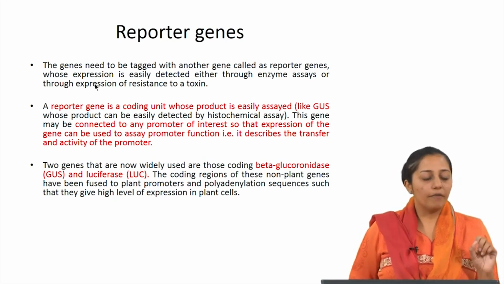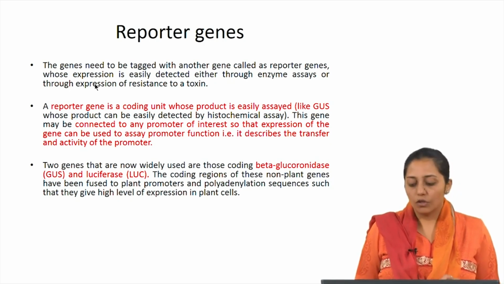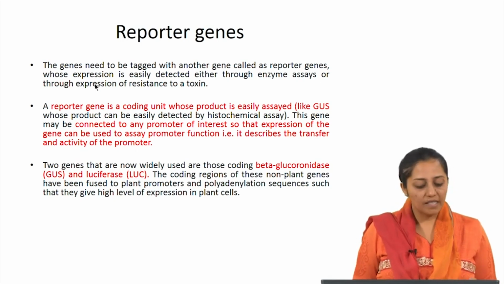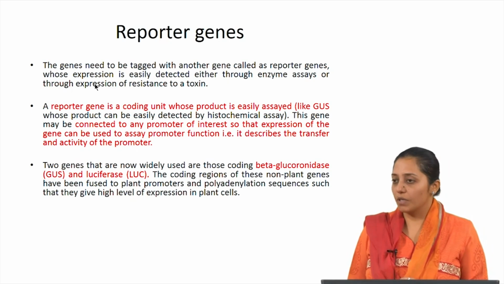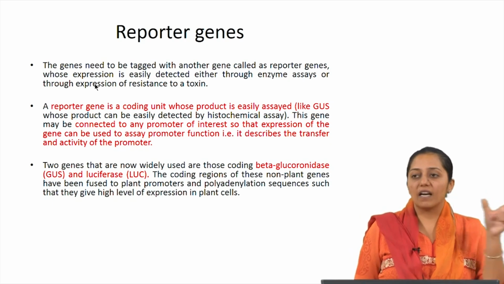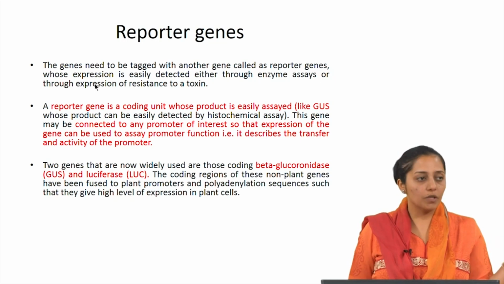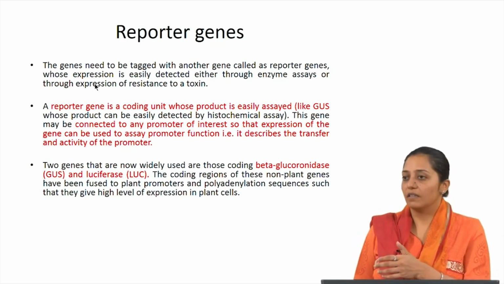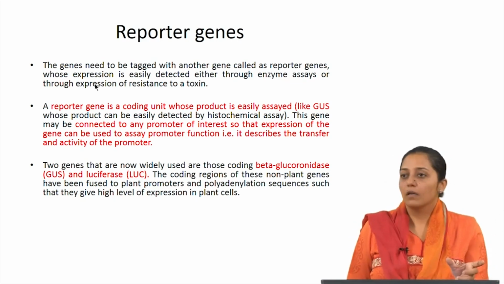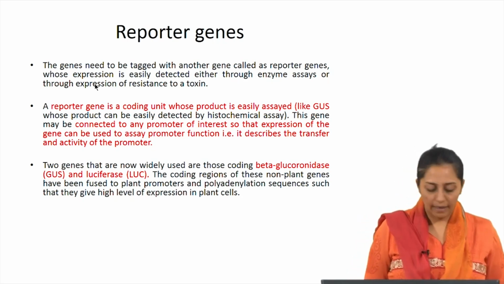Two genes that are widely used are beta glucuronidase and luciferase. The coding regions of these non-plant genes, so these are transgenes, have been fused to plant promoters and polyadenylation sequences, which means you need a 5' UTR and a 3' UTR. For the 5' UTR, you are using the same promoter which you are using for your desired gene, and the 3' UTR completes the entire construct for the expression of your GUS, beta glucuronidase, or luciferase enzyme.